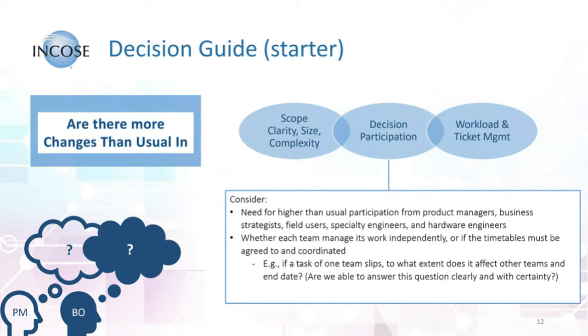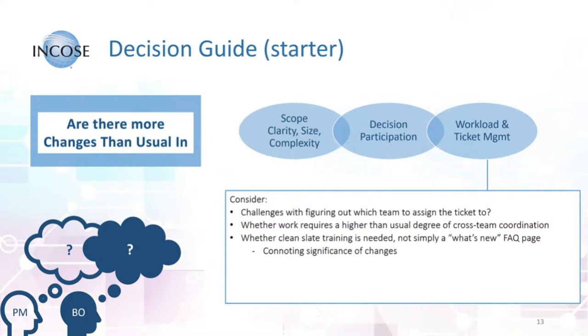And then last, for workload and ticket management, and this one can be really tricky because it's anticipated workload and ticket management. Again, we don't always know what we don't know, but a really big tell is whether or not it's hard to figure out what team a ticket should be assigned to, because it's really at the interface. So should it go there or both? That's a really big tell that we need a system perspective on this. Also, again, more cross-team coordination. And then hats off to John for this one. How much training is going to be required for the end user? So is this an update to training, an FAQ page, or do we need full-on clean slate training? That can be a really big tell that something is much bigger than usual.